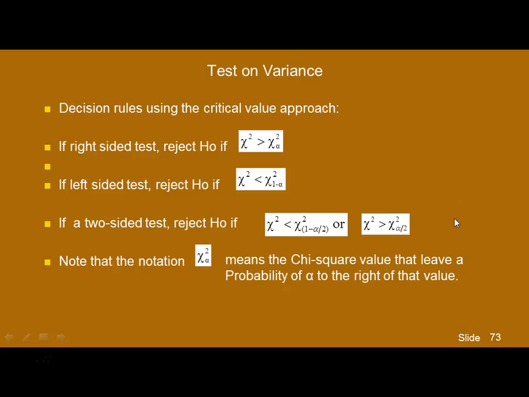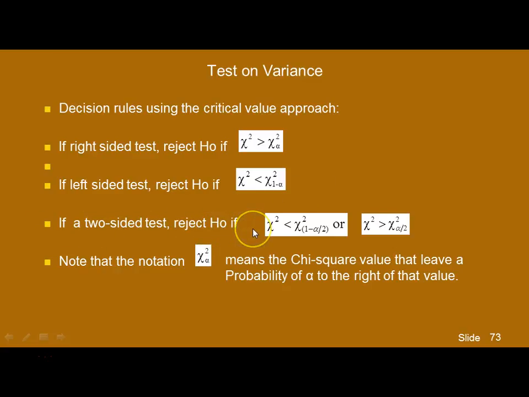Our decision rule, and we're only going to do the critical value approach with this test. I'll talk about that at the end. As always, we need to compare our calculated chi-square to a critical value. If you have a right-sided test, we're going to reject the null if we get a calculated chi-square that's greater than chi-square alpha, which means the chi-square value that leaves an alpha probability above it. Left-sided test will reject the null if we get a chi-square less than the chi-square value that leaves 1 minus alpha to the right of it, because 1 minus alpha to the right of it would mean alpha probability to the left of it, which is what we want.